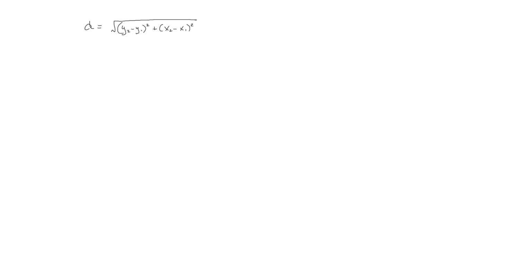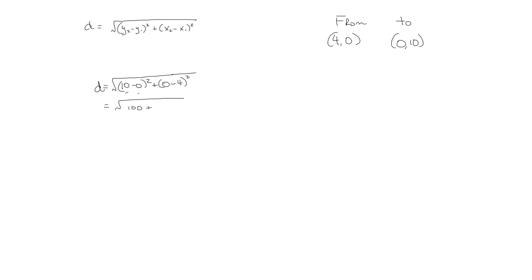Let's see how far from 4, 0 to 0, 10. I'll do the y's first. 10 minus 0 squared plus 0 minus 4 squared. 10 minus 0 is 10, squared is 100. 0 minus 4 is negative 4, squared is 16. Square root of 116.